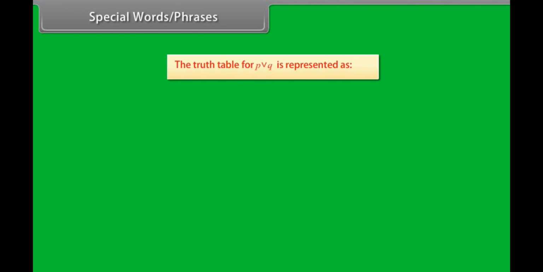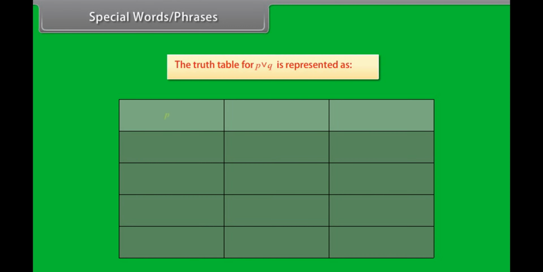The truth table for P or Q is represented as: for P true and Q true, P or Q is true. For P true and Q false, P or Q is true. For P false and Q true, P or Q is true. For P false and Q false, P or Q is false.